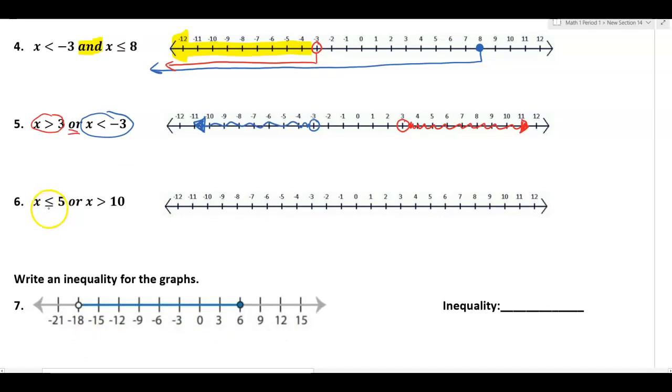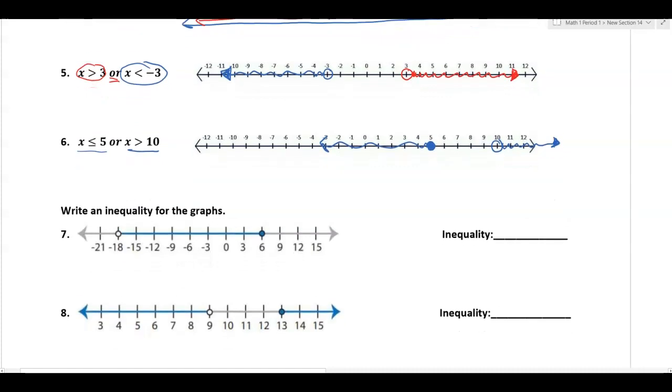Another OR statement, x is less than or equal to 5. Closed dot on 5. Shade left. Open dot on 10. x is greater than 10. Shade right. Boom, done. All you're doing is graphing those individually.